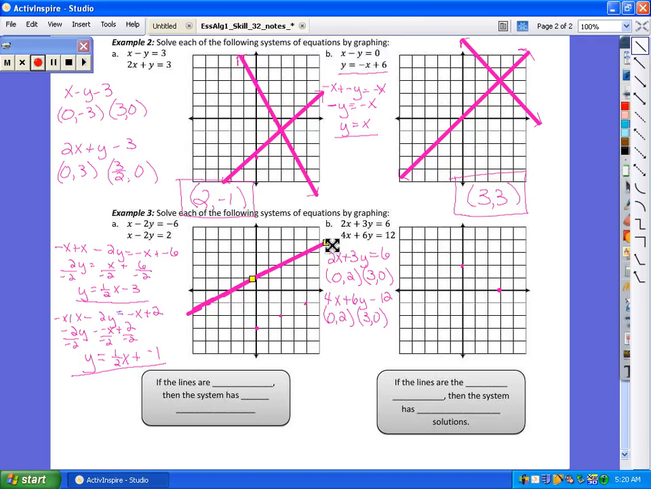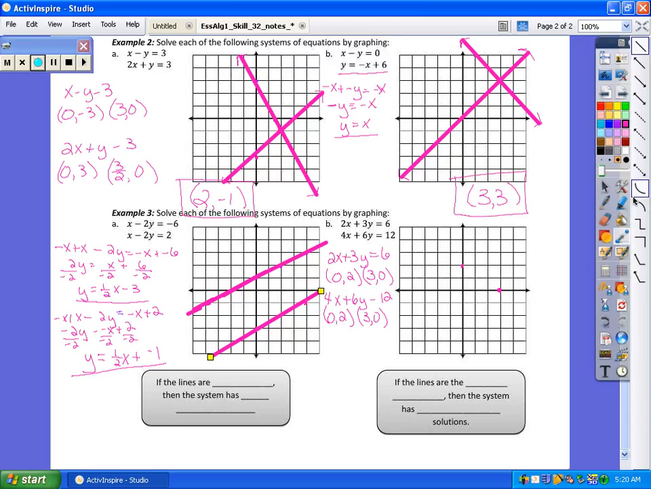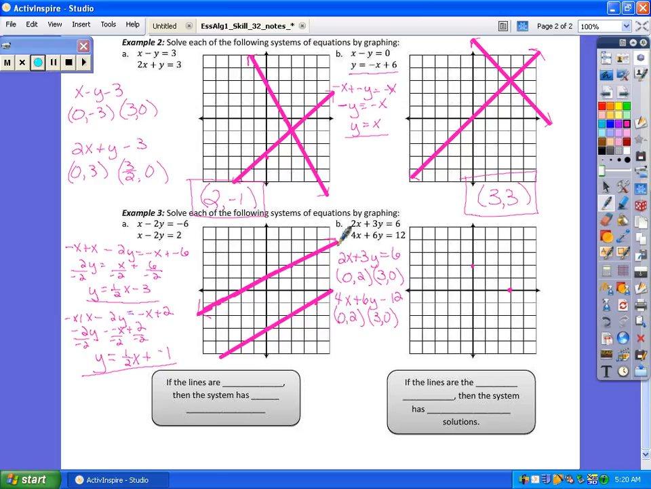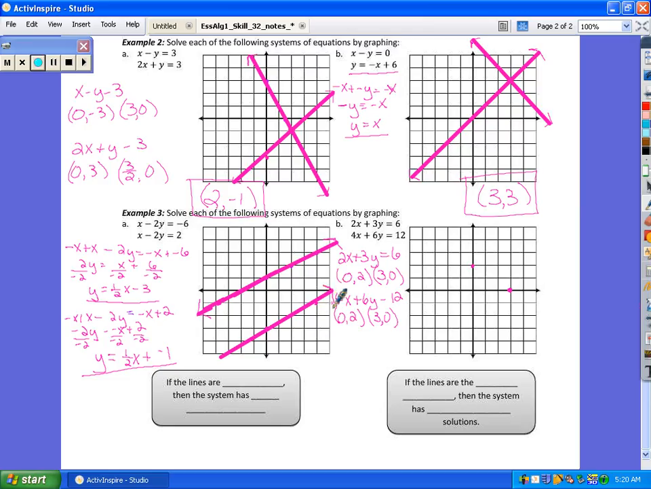Okay, and if I draw my other line, you can look at those, and they don't intersect. They are two parallel lines. I could have maybe caught that when I saw that their slopes were the same, but they had two different y-intercepts. So since there is no point of intersection, this graph has no solution.